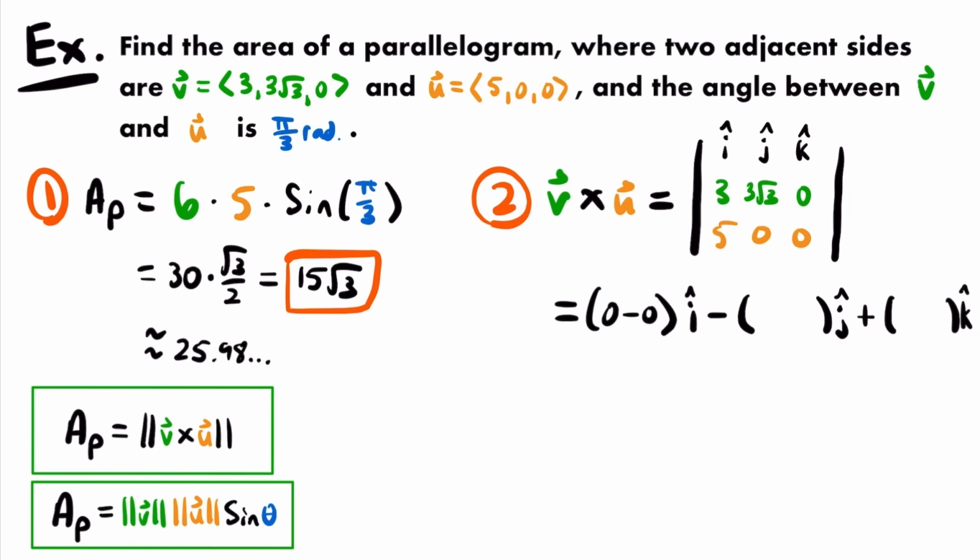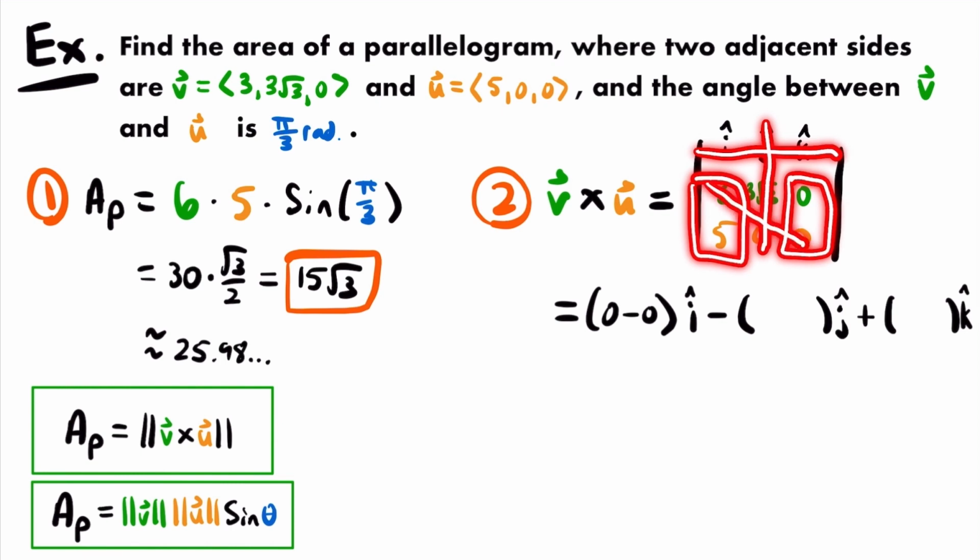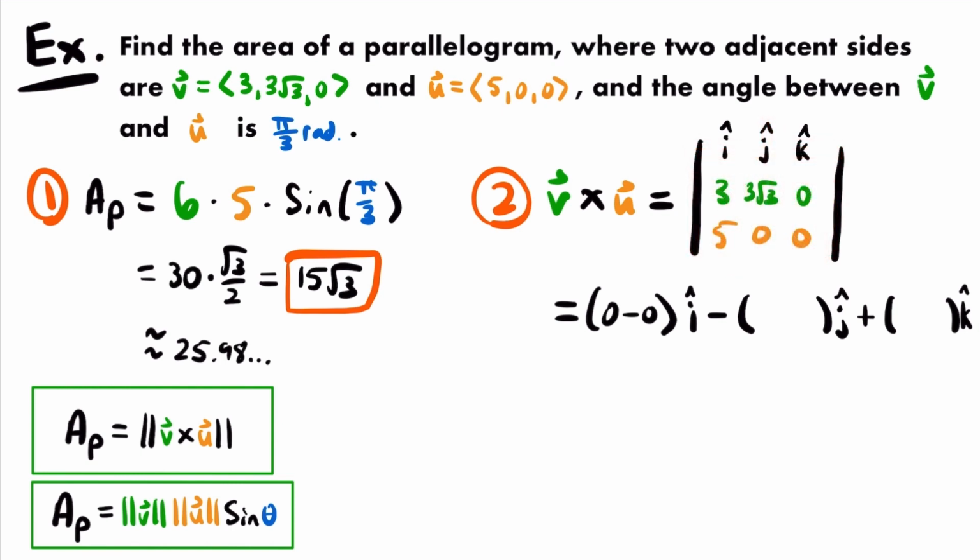Now for this second term, we're going to be looking at vector j in this first row, and we're going to cross out that row and the column that vector j is in, and then work with the remaining 4 values to calculate a 2x2 determinant. We'll multiply 3 by 0, and then subtract 0 times 5. Now once again, both of those are going to be 0, right? 3 times 0 is 0, and 0 times 5 is 0. So we're going to have 0 minus 0 times j.